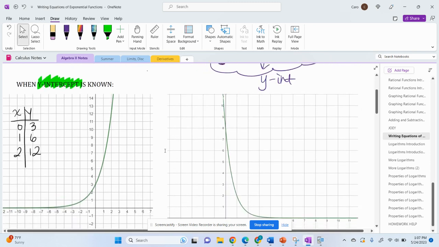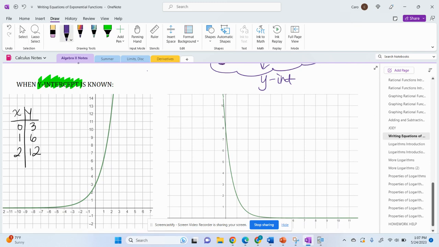Okay, let's start with the ones where you're given, let's say, a graph and the y-intercept is already known. These are the ones that are the quickest to do because you just look at the graph and you're going to look for what type of growth or decay you have. Now remember, if you have a line and you have a constant rate of change, you'd be looking for what you add to go from y to y. But if you have exponential, then what you're looking for is what do you multiply by to go from y value to y value.